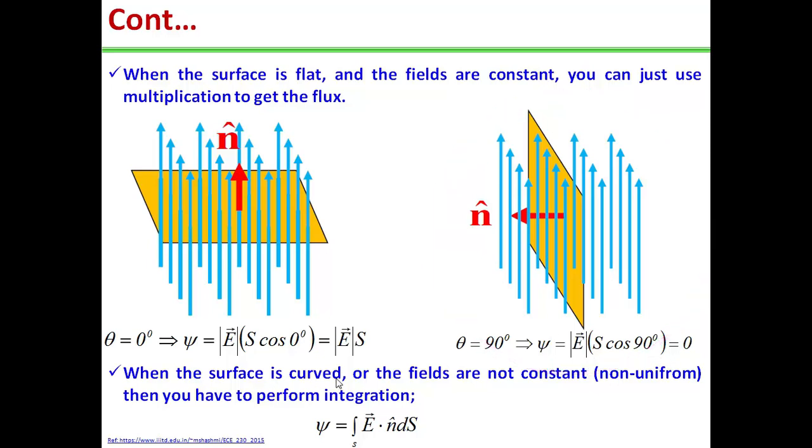When the surface is curved or the field is not constant, that means not uniform, then we have to perform the integration. In that case, we can calculate the electric flux as psi equal to the surface integral of E dot n cap ds. That means how many electric field lines pass through the given surface S.